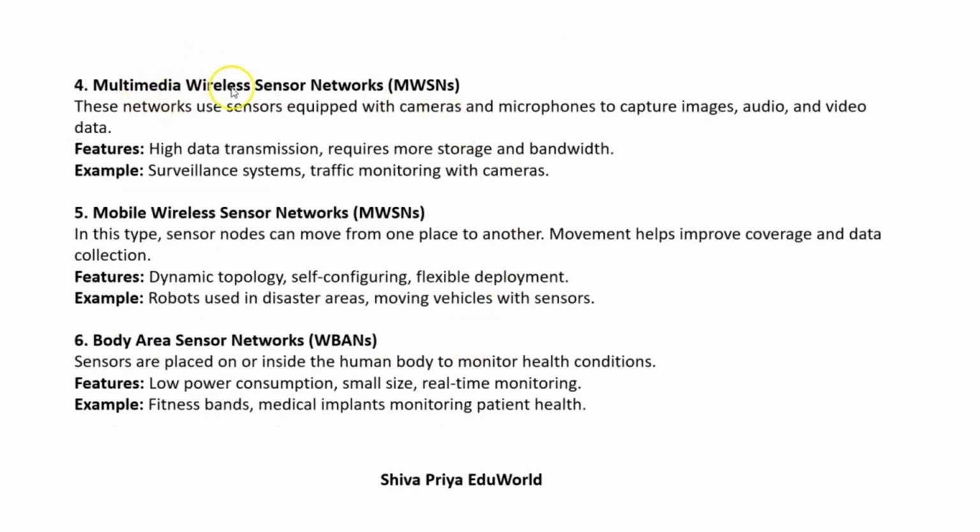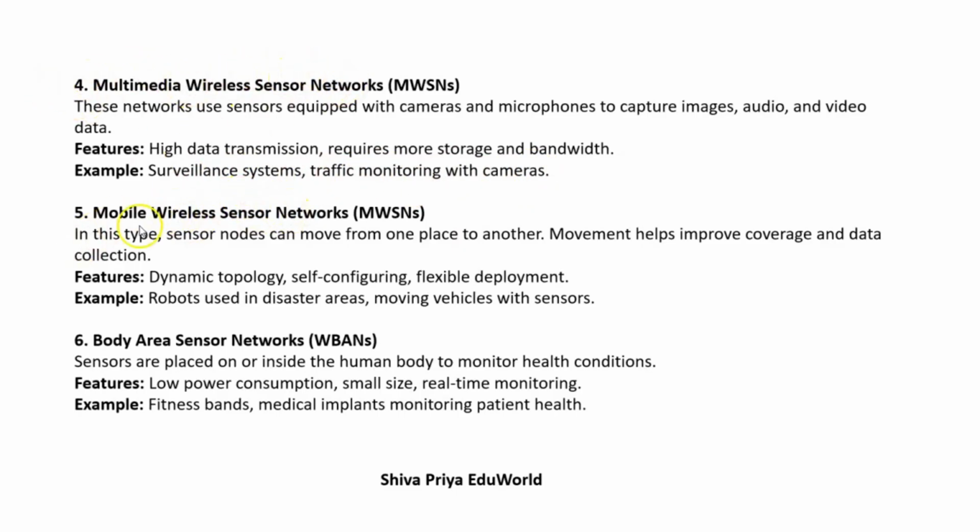The next one is multimedia wireless sensor networks. These networks use sensors equipped with cameras and microphones to capture images, audio, and video data. The features are high data transmission, and they require more storage and bandwidth to store the images, audio, and video. For example, surveillance systems and traffic monitoring with cameras. In these things, we use multimedia wireless sensor networks.